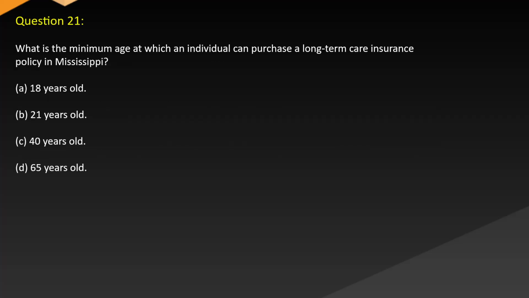Question 21. What is the minimum age at which an individual can purchase a long-term care insurance policy in Mississippi? A. 18 years old. B. 21 years old. C. 40 years old. D. 65 years old.